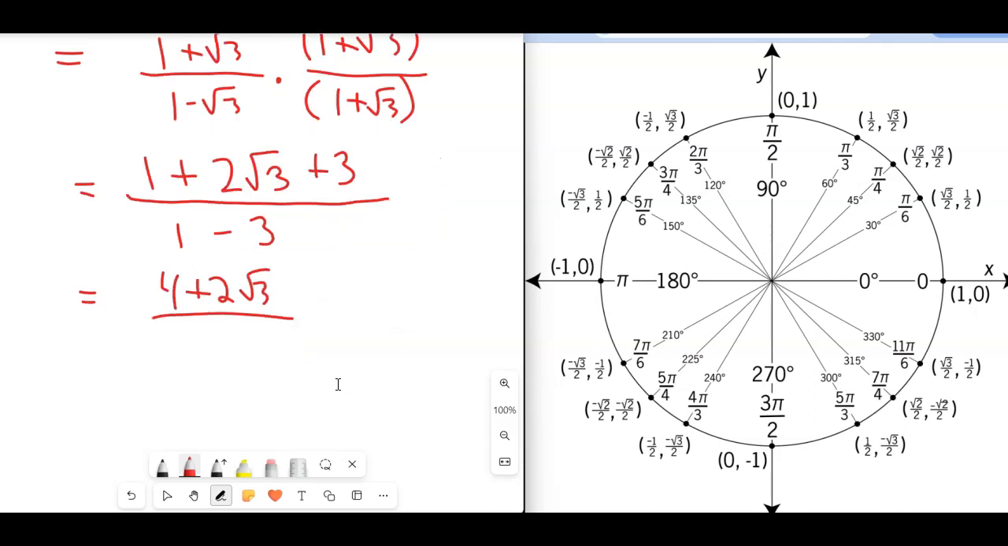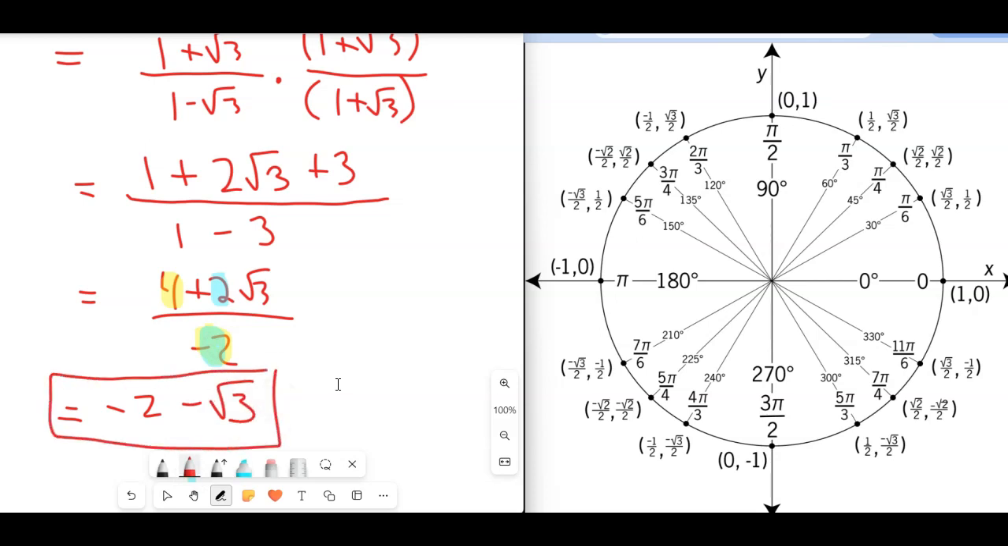And on the bottom, 1 minus 3 is negative 2. Now we have a 4 divided by negative 2, which is negative 2. And then we have a 2 divided by negative 2, which is just negative 1. So that'll just be the negative square root of 3. So there's our answer, negative 2 minus the square root of 3 when it's simplified.